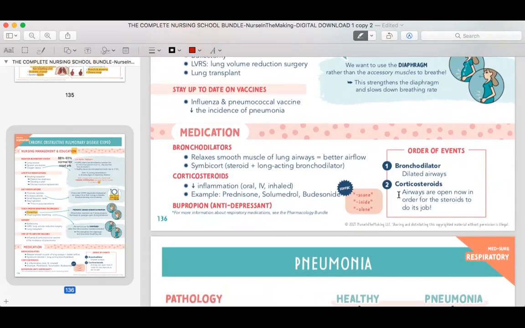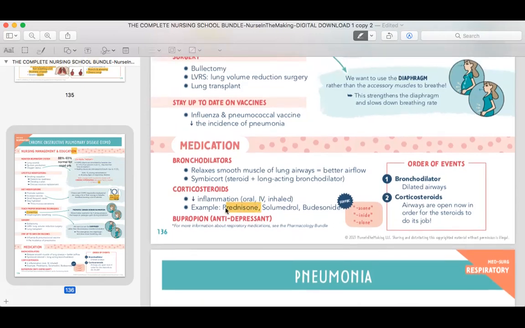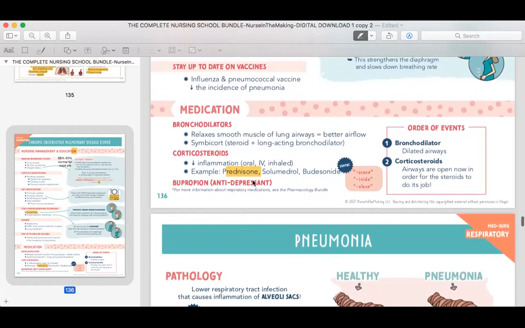And as I stated before, corticosteroids are given, like prednisone right here. Please note prednisone; I cannot stress that enough. The signs and symptoms do show up on ATI. It can cause sepsis, cataracts, hyperglycemia, osteoporosis, and weight gain. So please note that.